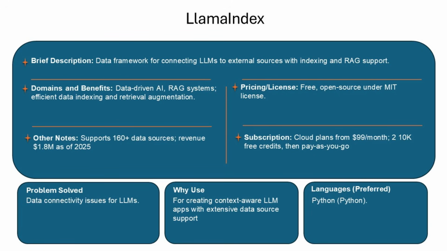Pricing and license: there is a free and open source version, and also a cloud plan from $99 per month with 100k free credits, then pay as you go. Why use it? For creating context-aware LLM apps with extensive data source support. The problem solved is generally data connectivity issues for LLMs. The preferred language is Python, and it supports 160-plus data sources. Revenue is $1.8 million as of 2025.